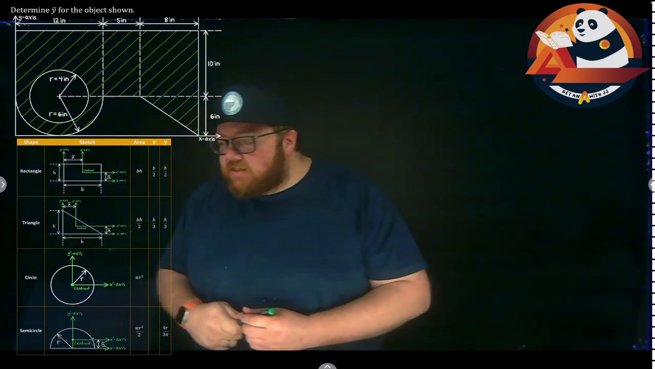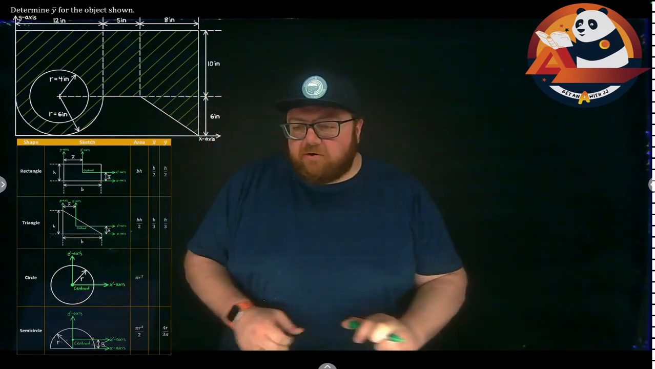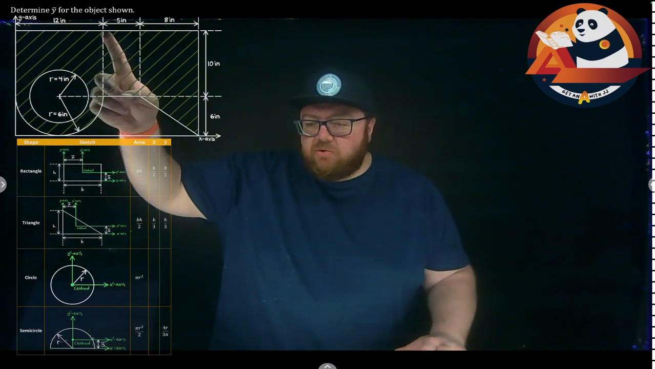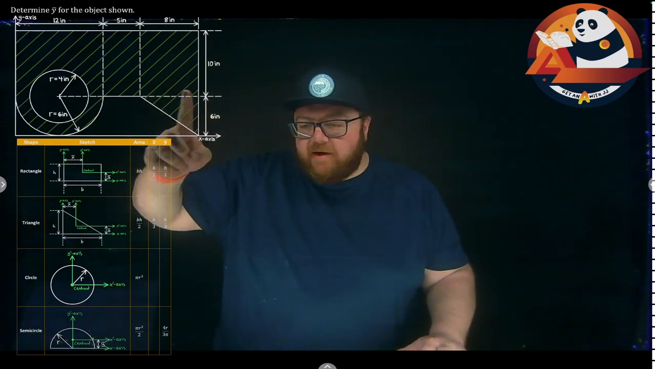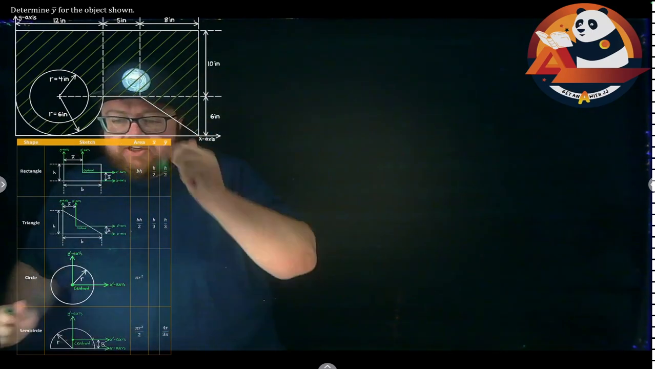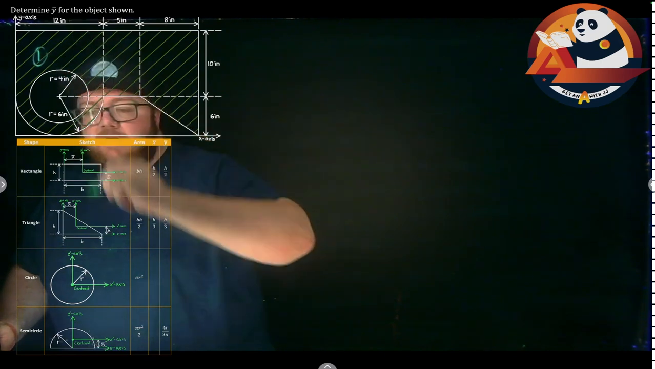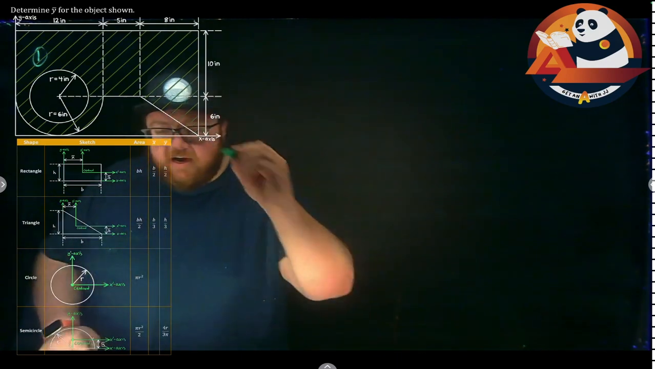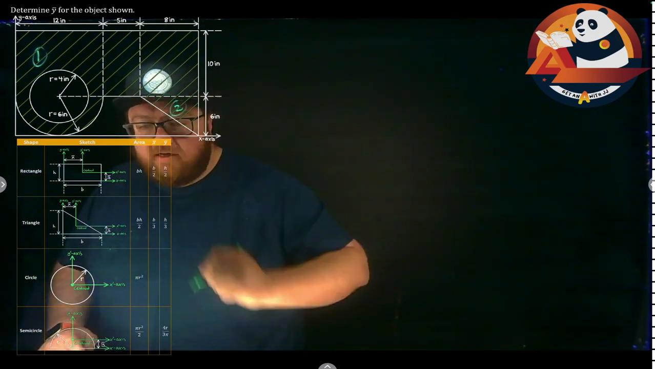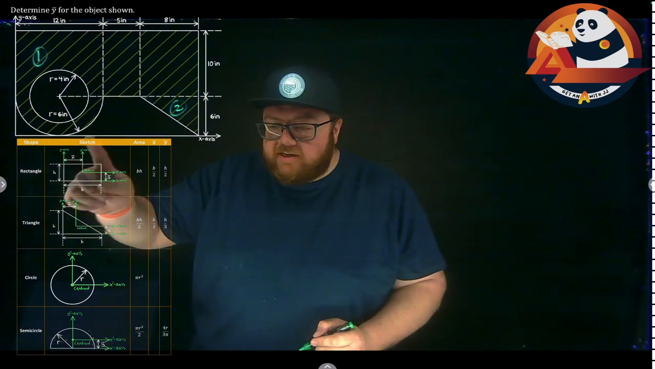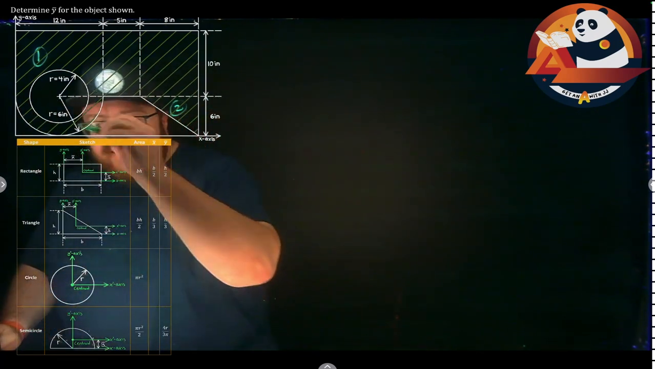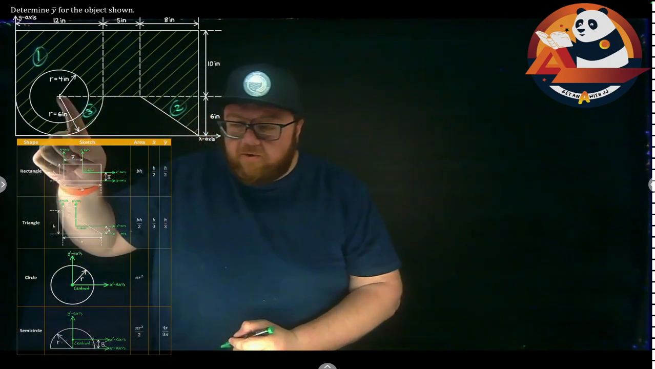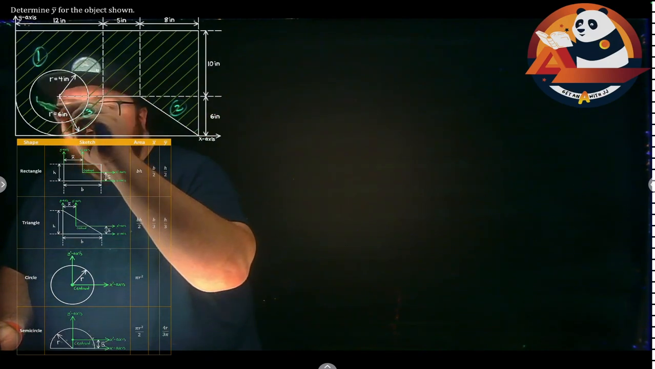So let's first say, how do we split this up into shapes I could work with? There's a lot of valid ways we could do this. I would say, well, I have a 12 plus 5 plus 8, a 25 by 10 rectangle. I'm going to call that shape number 1. Then I have a positive shape right here, a triangle. Let's call this shape 2. A semicircle here, that'll be shape 3. And then a hole that we're cutting out, a full circle, shape 4.